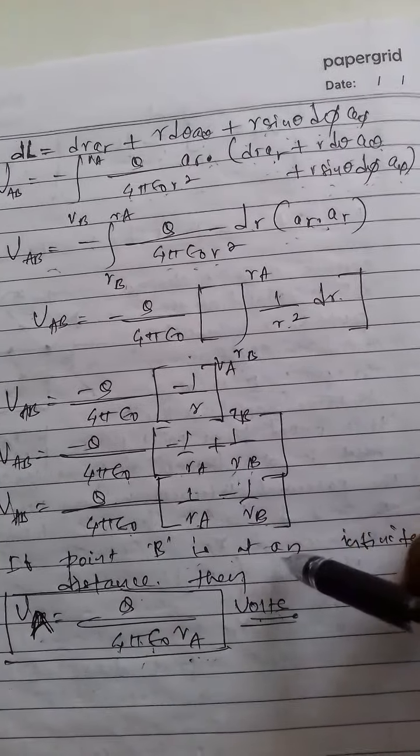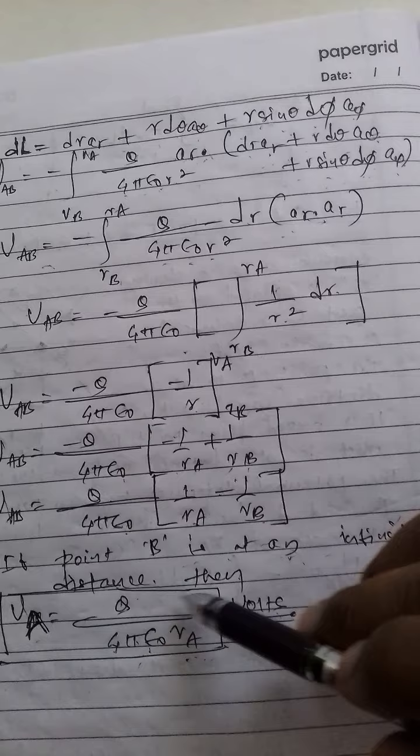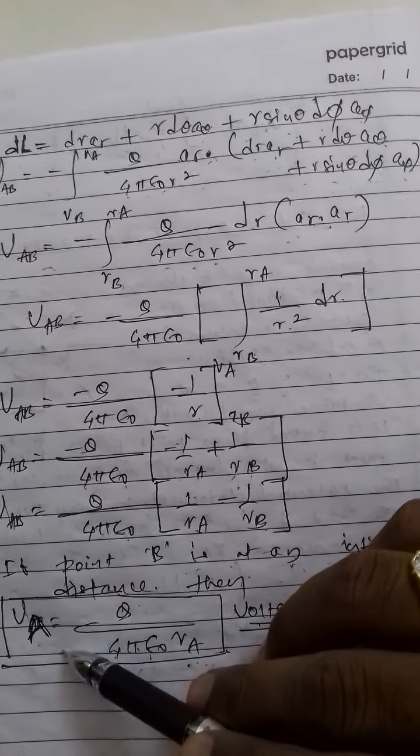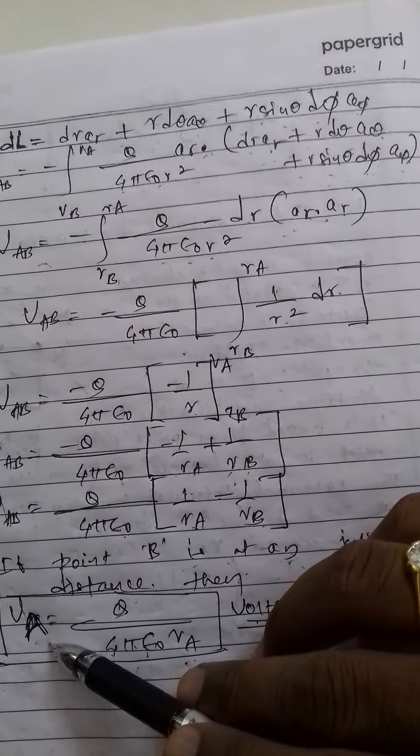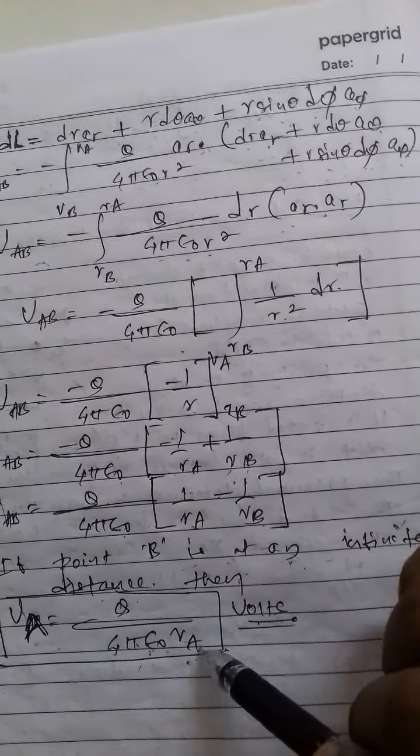If point B is at an infinite distance, then the potential at point A is VA is equal to Q upon 4 pi epsilon naught RA volts.